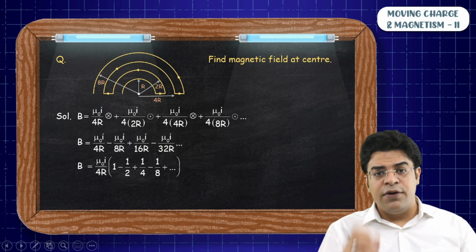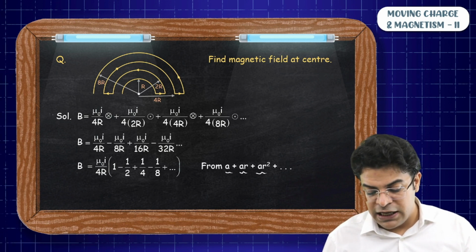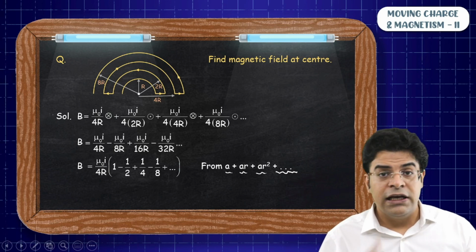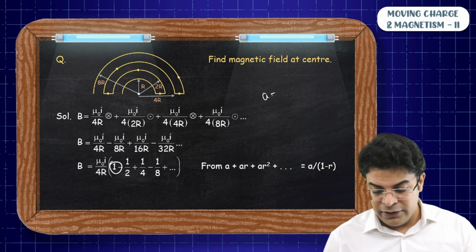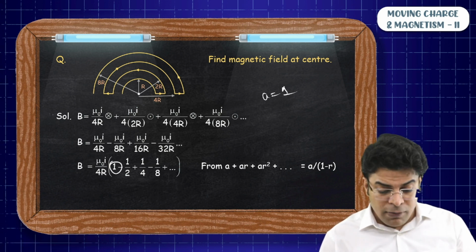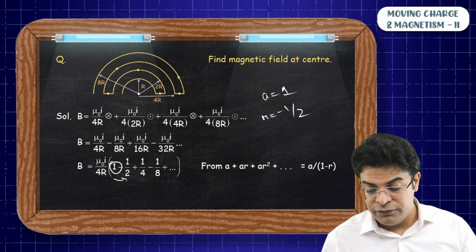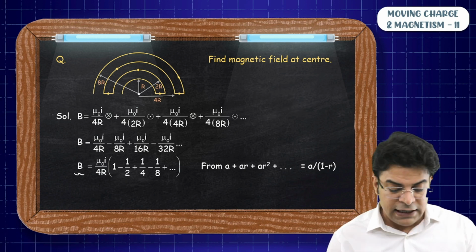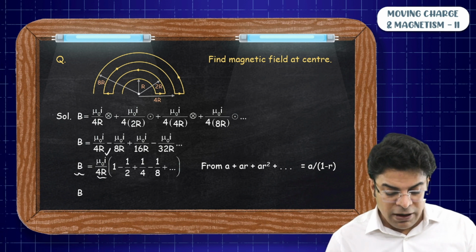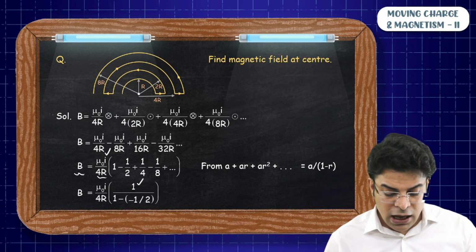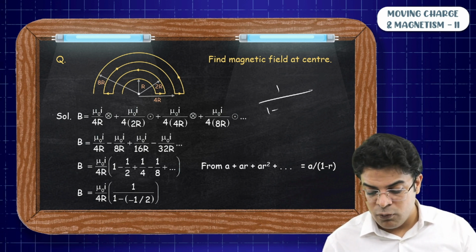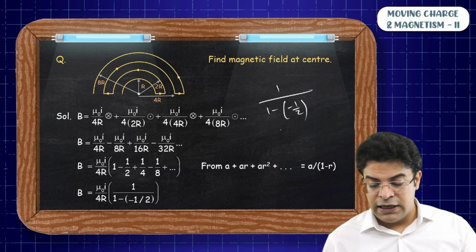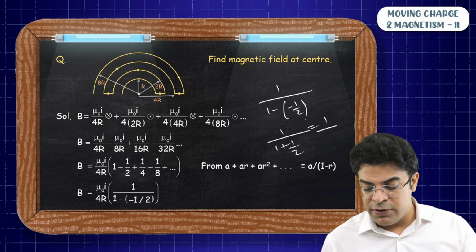The sum of an infinite GP given by a plus ar plus ar squared and so on up to infinity is nothing but a upon 1 minus r. Here your first term a is 1 and your common ratio, the common multiplier, is minus half. So you get the magnetic field at the center to be mu naught I by 4r into a upon 1 minus r, where r is minus half. So you get 1 upon 1 minus (minus half), that becomes 1 upon 1 plus half, that becomes 1 upon 3 by 2.